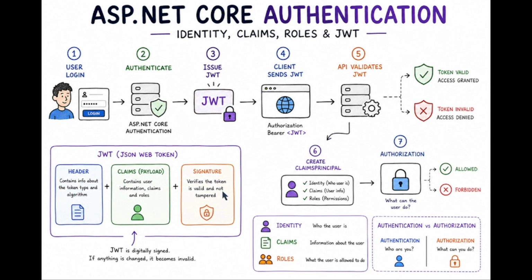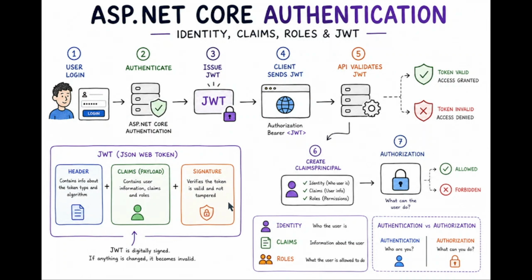JWT is digitally signed. So the header tells us which algorithm was used. Payload contains claims. Notice that roles are usually stored as claims too. Finally, the signature protects everything. If anyone changes even one letter inside the token, the signature becomes invalid. That means the token has been tampered with.